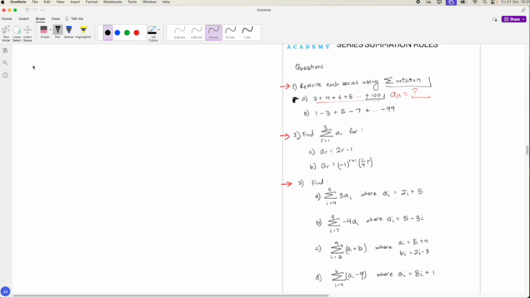All right, so let's try number 1, part B, and this one is quite a bit tricky, right? We have 1 minus 3 plus 5 minus 7 plus ... and then minus 99 on the end. If we just take a look at the sequence itself, these are the numbers that we're dealing with.